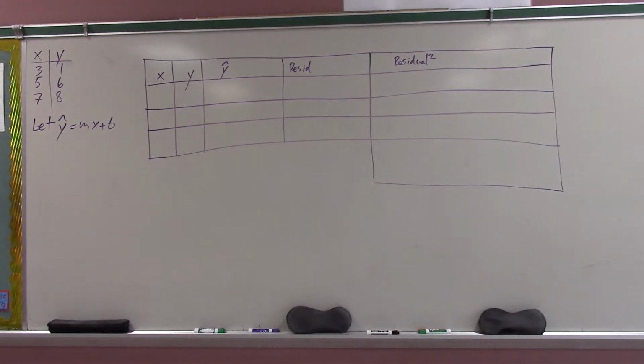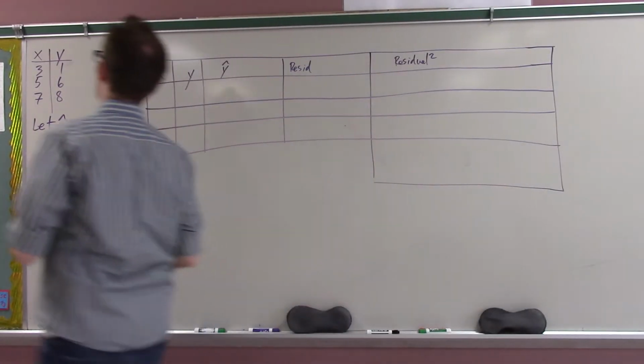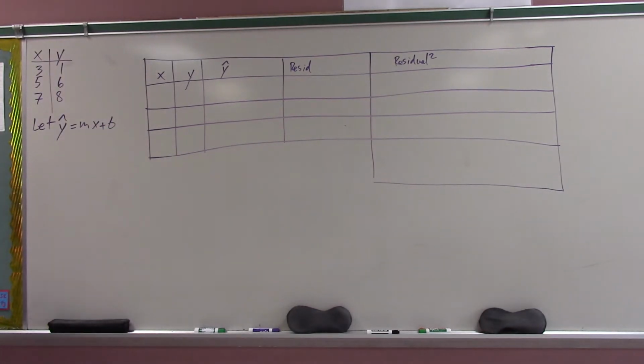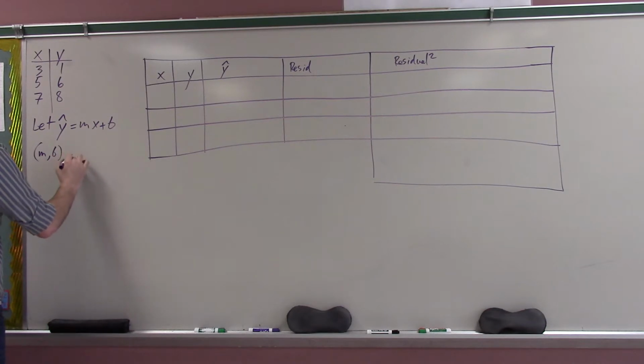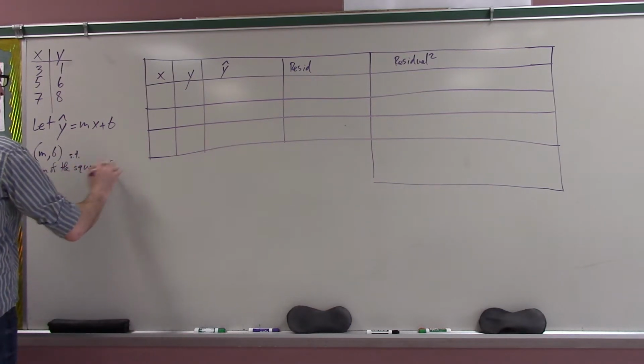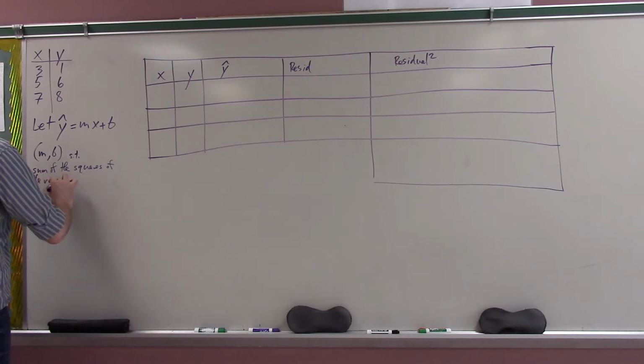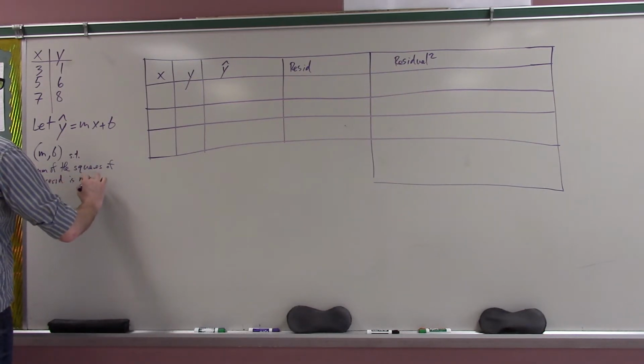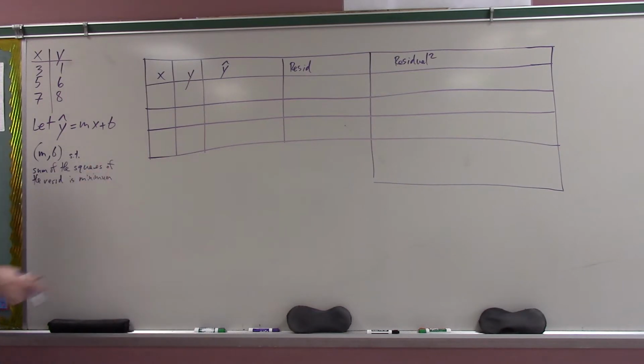Okay, I'm back. So again, here's our data, 3, 1, 5, 6, 7, 8. Find the line of best fit for this data. So what we're looking for is the ordered pair m comma b such that the sum of the squares of the residuals is minimum. Okay, let's do it. It's pretty complicated.